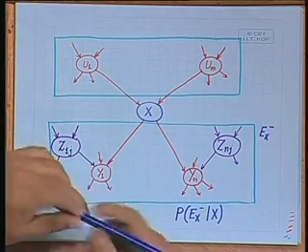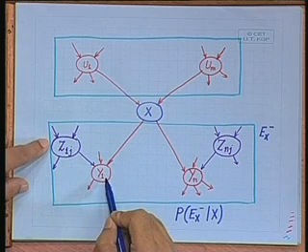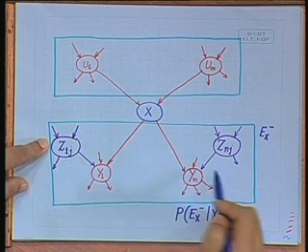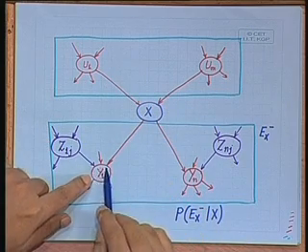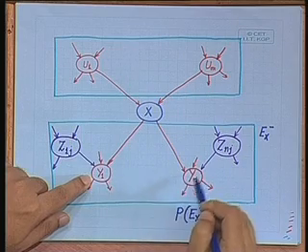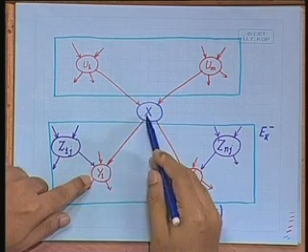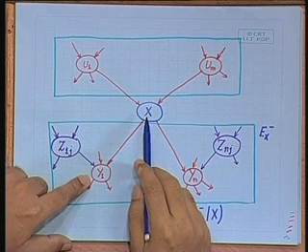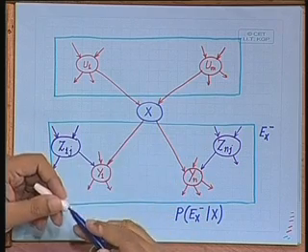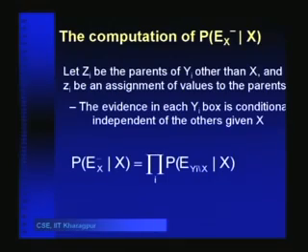The evidence in each yi box is conditionally independent of the others given x. So, if x is given, then the probability of y1 is independent of the probability of y2 and of yn, because this node x will separate them, provided that x is given, right. So, we can rewrite P Ex minus given x as the probability over Eyi except x given x, and take their product.